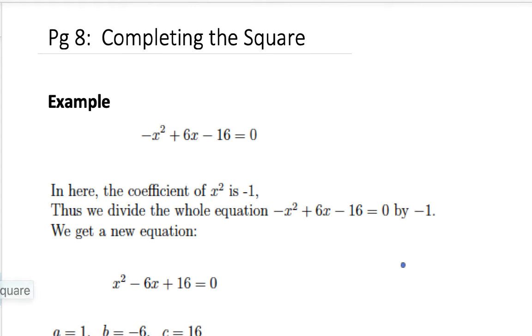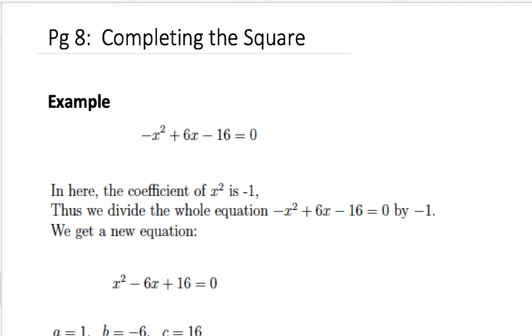Now let's look at another example. Here we have a quadratic equation which is given by minus x squared plus 6x minus 16 equals 0. So the first thing we test is, what's the coefficient of x squared? Is it a 1? It's not 1. It's a -1. So we will divide this whole equation by -1. We get the equation x squared minus 6x plus 16 equals 0.